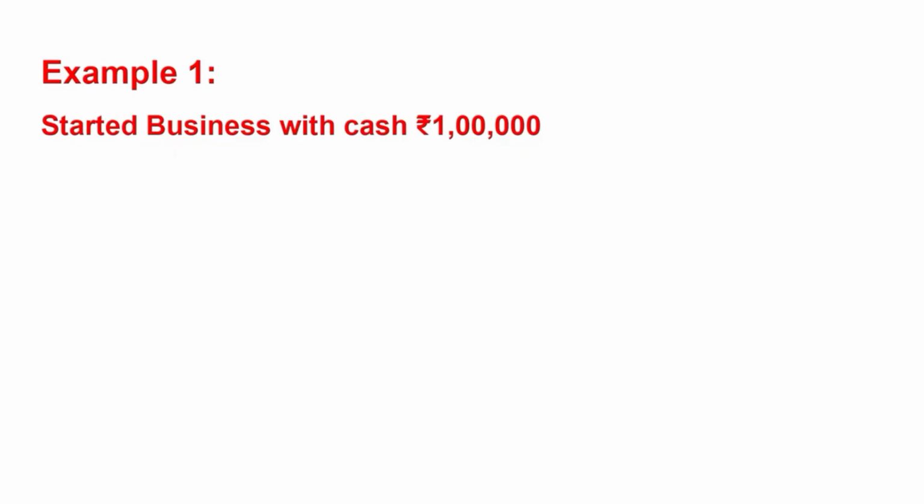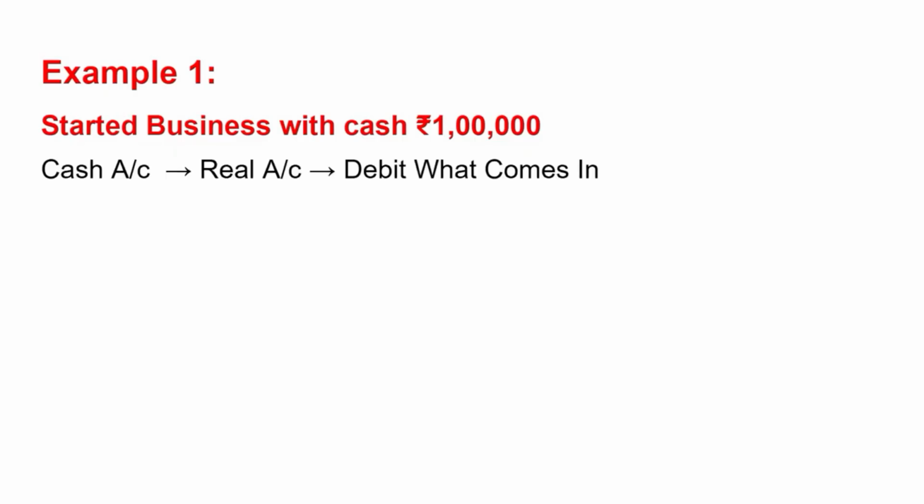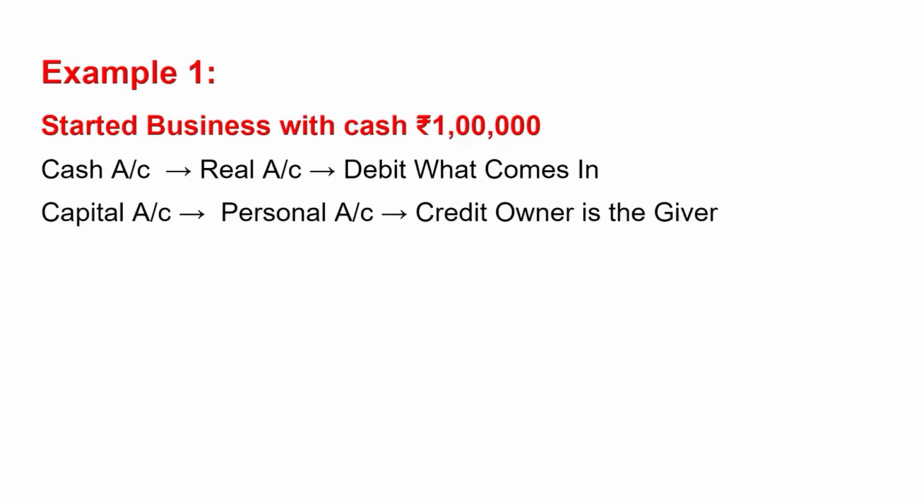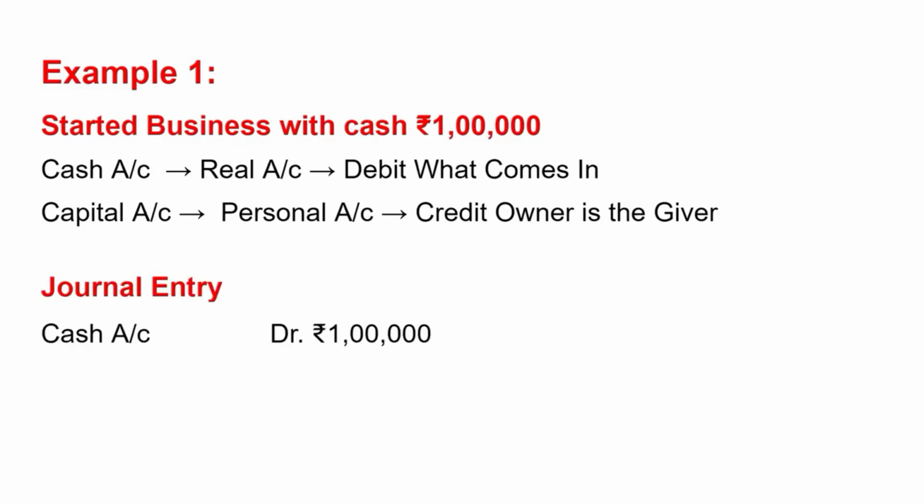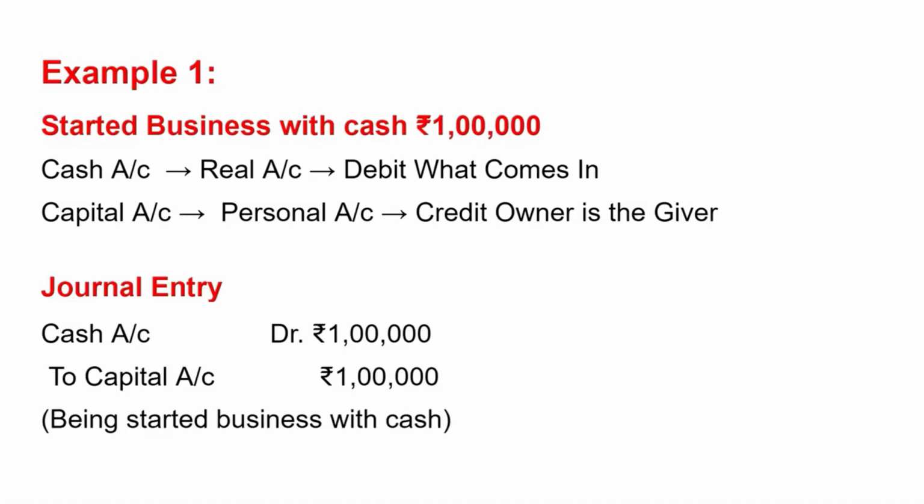Started business with cash, rupees 1 lakh. Cash, it is a real account, debit what comes in. And the next account is capital account. It is a personal account and credit the giver. So the journal entry is cash account debit 1 lakh rupees to capital account 1 lakh rupees. And the narration is being started business with cash.